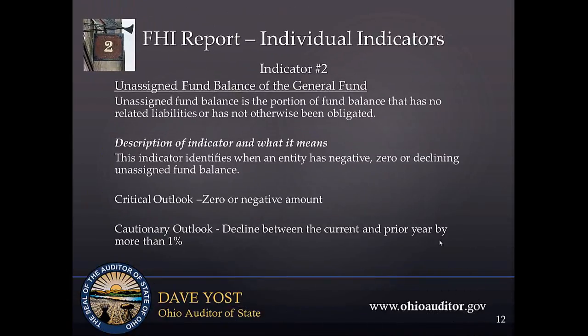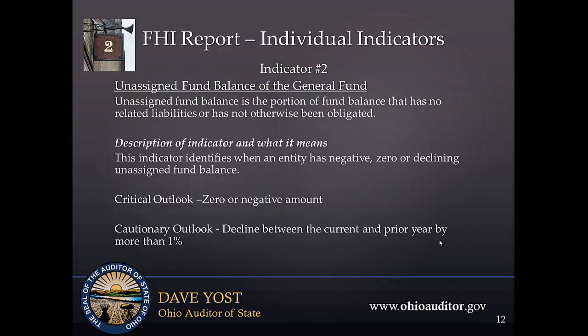Similarly, indicator 2 is the unassigned fund balance of the general fund. The unassigned fund balance, again, is the portion of the fund balance that has no related liabilities and has not otherwise been obligated. This indicator identifies when an entity has negative, zero, or declining unassigned fund balance, and is important because although unassigned fund balance may not be in liquid form, it is important to have fund balance available without restrictions as to use. Again, if the entity's unassigned fund balance is declining or is negative, it leaves little or no room for unexpected expenses and is therefore a sign of fiscal stress.